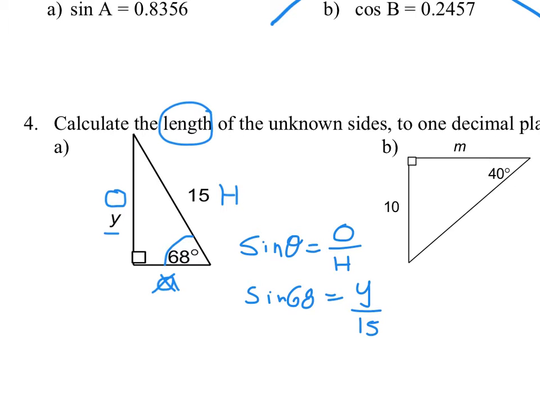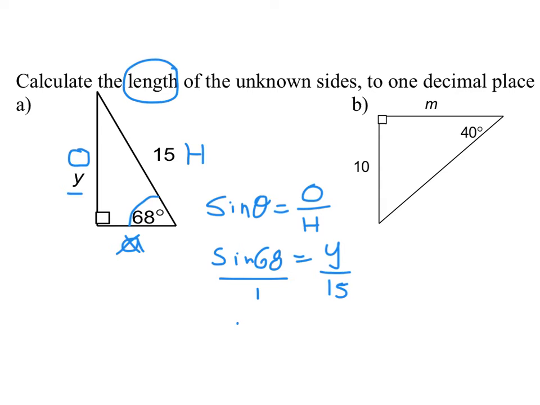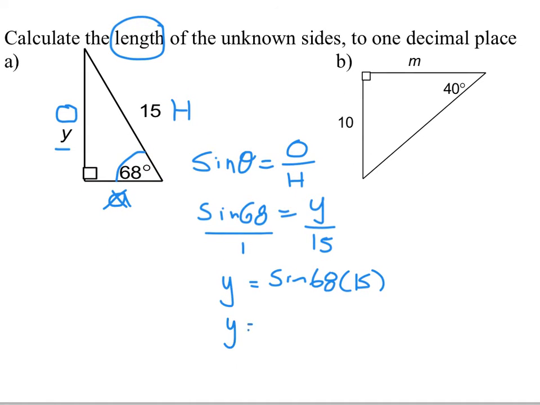Now the way that we solved this last year is that we use cross multiplication. So we put that sine 68 over 1, because sine 68 divided by 1 is still sine 68, and then we began to cross multiply. 1 times y is y. Sine 68 times 15 is sine 68 times 15. Now on your calculator, you would simply write in sine 68, press equal if you need to, if you don't have a two-line calculator. So find out what sine 68 is, and then multiply it by 15.